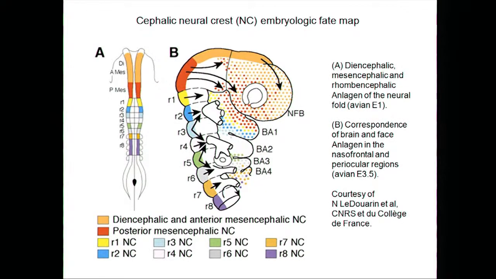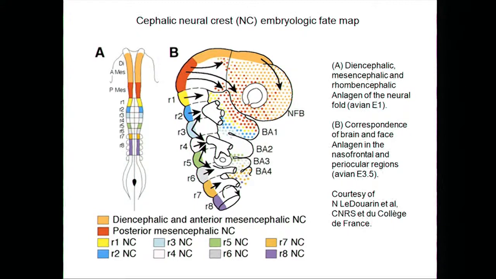And this is a cartoon. It's kind of mind-boggling. It's very detailed. It comes from a French lab, from the queen of neural crest cell migration, Le Douarin. And what she did was use some techniques to look at animal models of brain and face development.